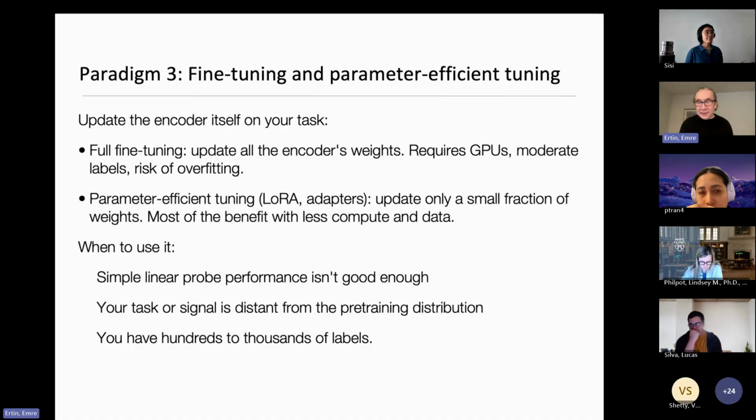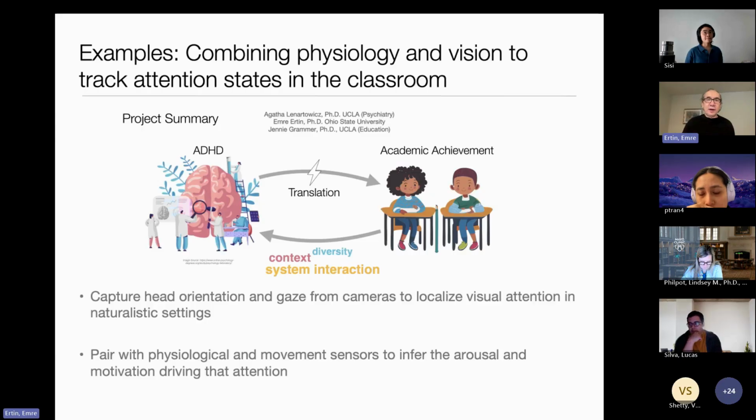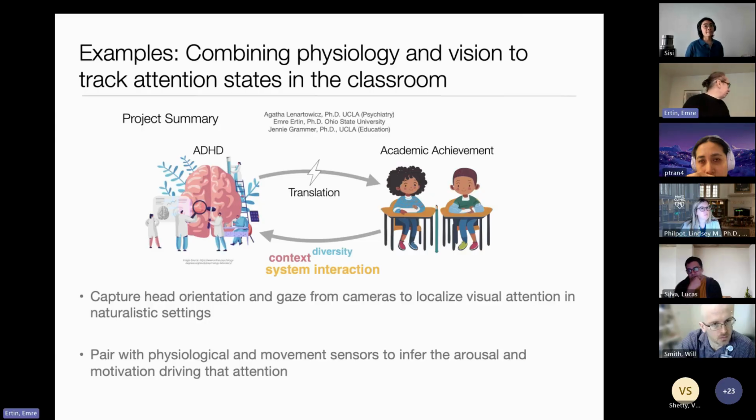and maybe our signal or sensor is distant from their pre-training distribution of people and the devices.